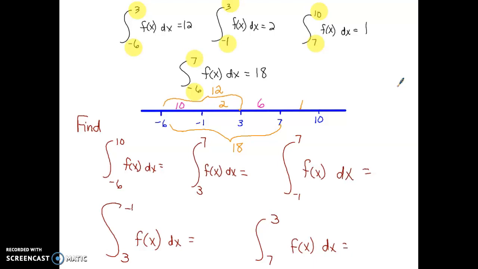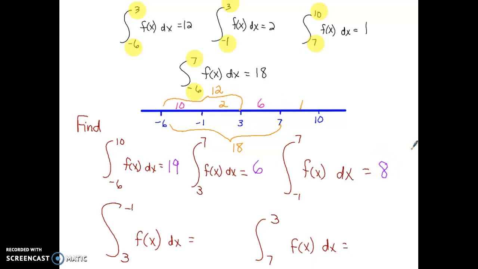Now I can go down below and try to find my values. So if I'm integrating this unknown function between -6 and 10, I would be looking at 18 plus 1 more. So that should equal 19. The next one, between 3 and 7, we already found that. That one equals 6. Between -1 and 7, it's made up of these two pieces, the 2 and the 6. So the sum of that would be 8.